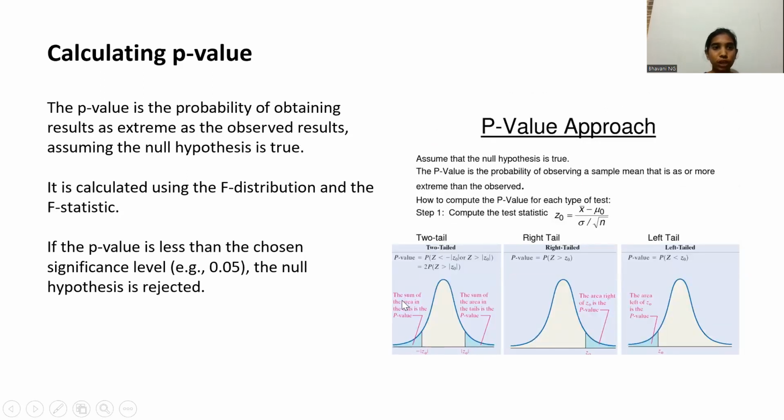Calculating p-value. The p-value is the probability of obtaining results as extreme as the observed results, assuming the null hypothesis is true. It is calculated using the F distribution and the F statistic. If the p-value is less than the chosen significance level, the null hypothesis is rejected.